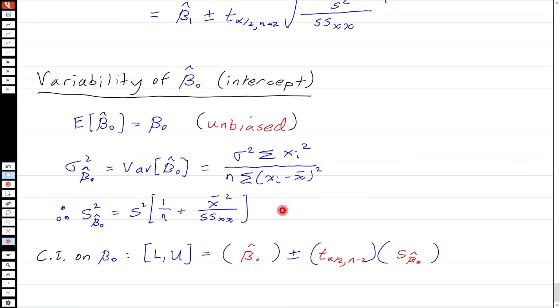So a confidence interval on beta naught becomes the usual LU equals something plus or minus something times something. This thing here is going to be t again because we don't know the true standard deviation, alpha by 2 because it's a two-sided confidence interval, and n minus 2 degrees of freedom. And then the first something, if it's a confidence interval on the true intercept, is its estimate, which is beta naught hat. And then we put the standard deviation of beta naught hat in here, and that's what we just computed, or the variance here. We just have to put the square root in here.